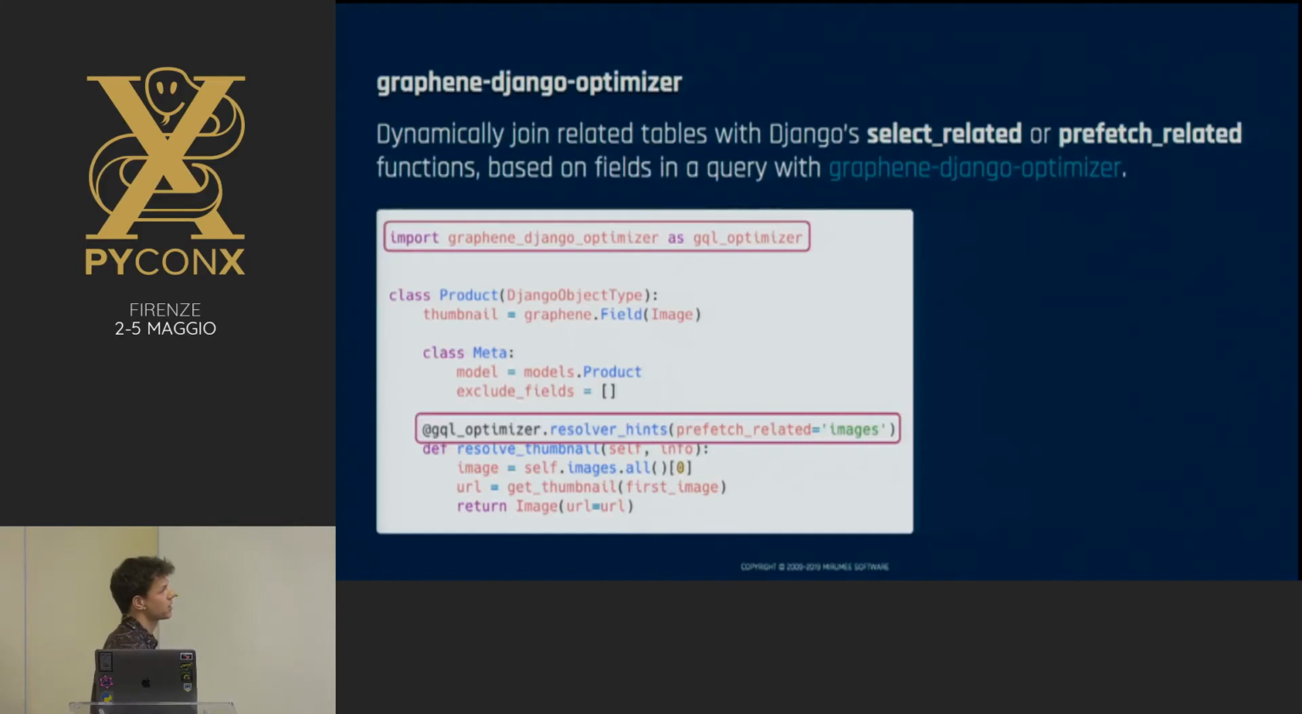And there is one library which is called Graphene Django Optimizer, and what it gives you is these decorators. They are called resolver hints, and you can use them to prefetch data from different tables. And this is really nice because it will only run when you asked for this field. So if we have the thumbnail field in our query, this optimizer will run this prefetch related. And if we don't fetch this field, it will only use this simple query to get products.